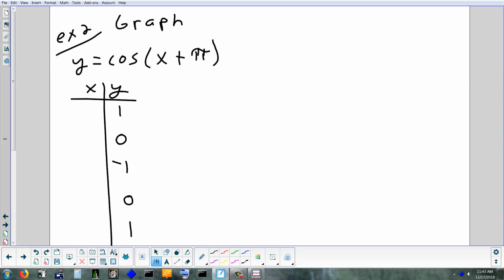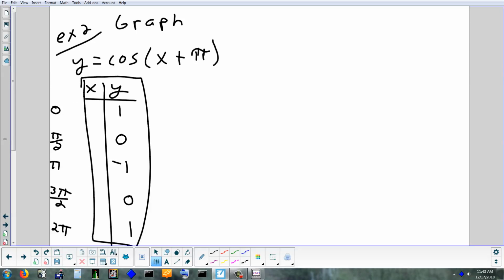Original x's are the same x's we just had before. Probably have these memorized by the end of tomorrow. 0, pi over 2, pi, 3 pi over 2, 2 pi. Now, what am I going to do to all 5 of those x values? Subtract, because we're always doing the opposite for phase shift. And what are we subtracting? Pi.